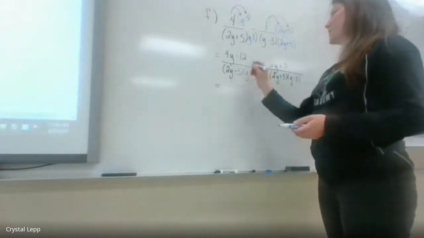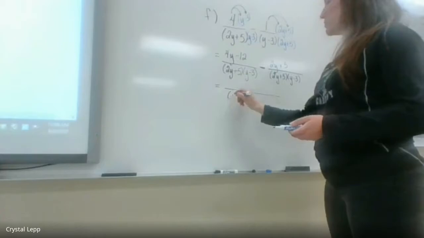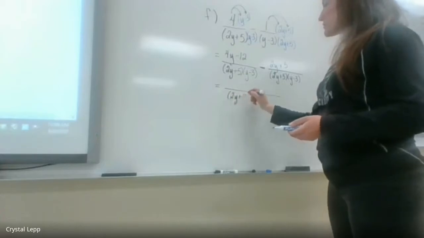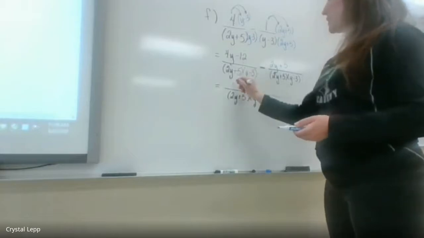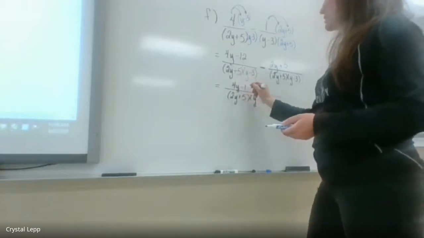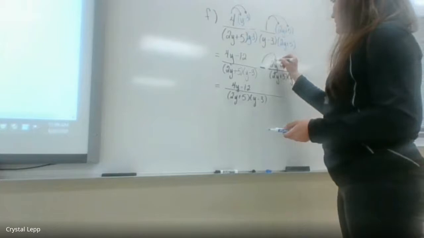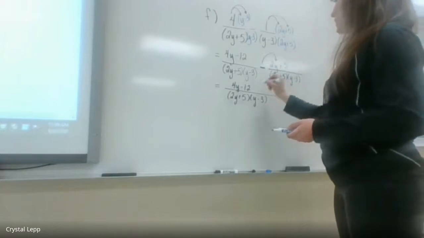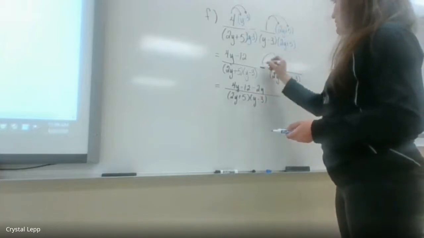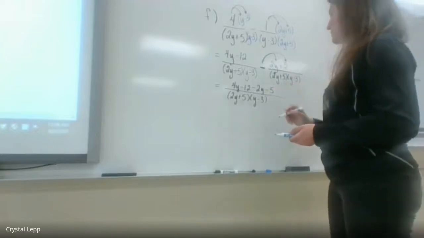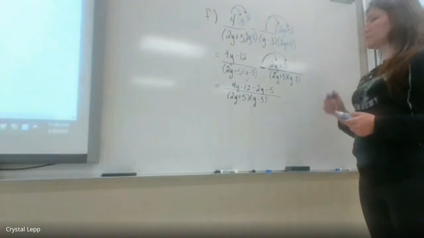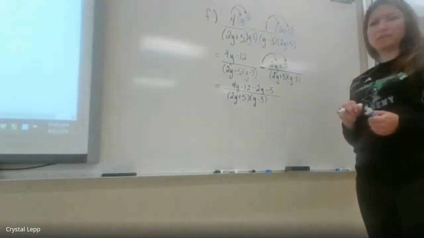Okay? So now we write them all over one denominator. 2y plus 5, y minus 3. In the top, I have 4y minus 12. I distribute the negative signs through. So negative 2y, and then negative 5. Negative and positive 5 is negative 5. So it only changes signs to a positive if you minus a minus, right?